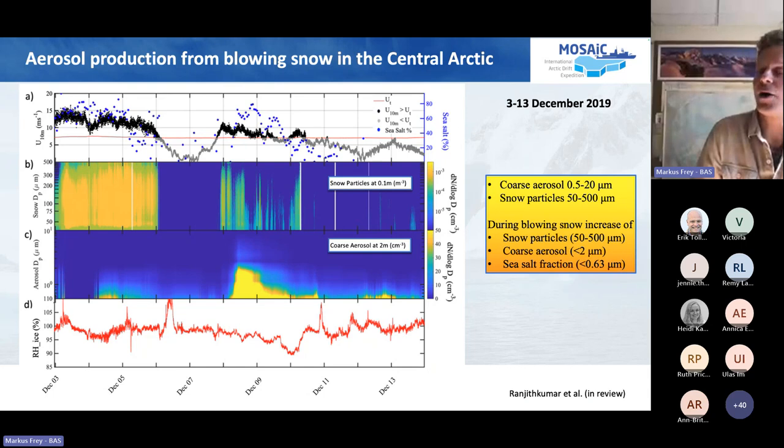Going back to the top panel, how do we know that actually sea salt plays a role in these observed particles? The blue symbols is the sea salt fraction of aerosol below 1 micron, based on measurements using an aerosol mass spec.